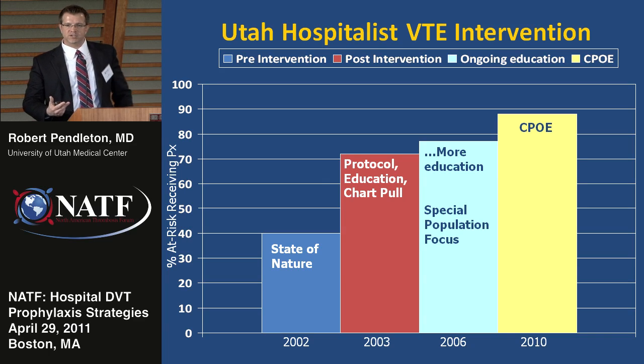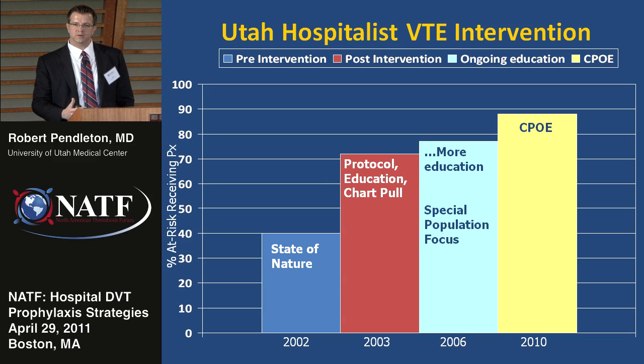And it raised the question, well, how are we doing in terms of prophylaxing our medical patients at the University of Utah? And back in 2002, we looked, and lo and behold, state of nature theory was true. We were prophylaxing about 40% of at-risk patients.